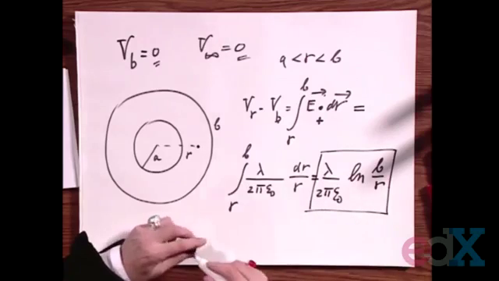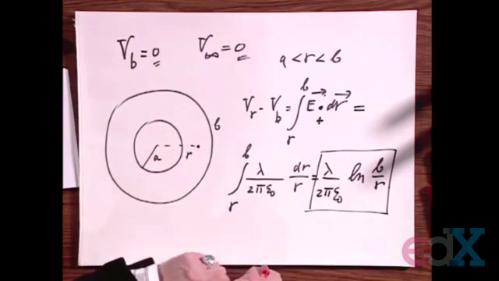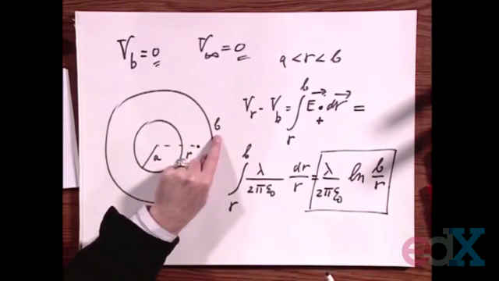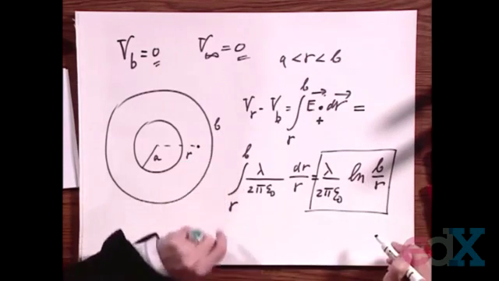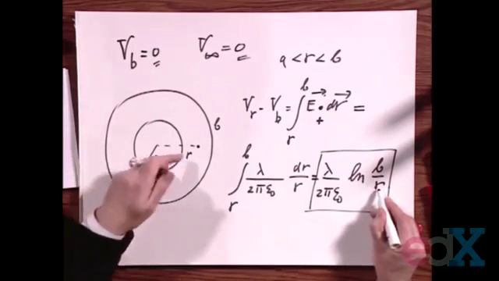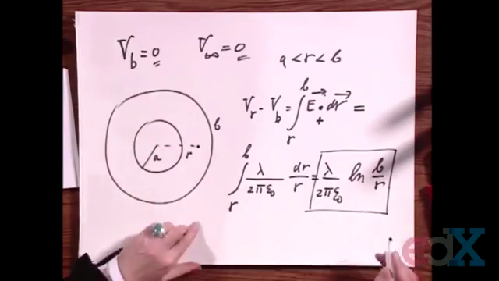So that's the way that the potential changes from here to here. And if you want to know what it is at r equals b, well, you put in r equals b, and what do you find? No surprise, the logarithm of 1 is 0. It's exactly what we had. If you want to know what the potential is at r equals a, then you put in r equals a, and you find b over a.